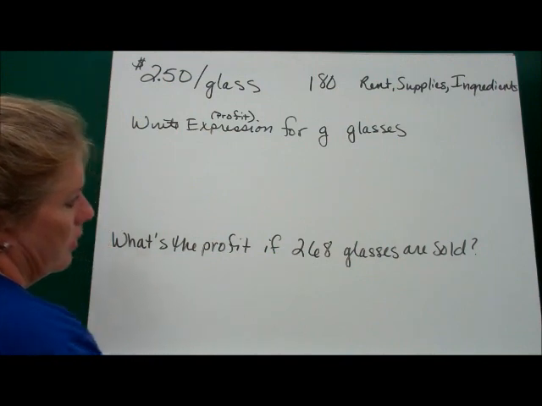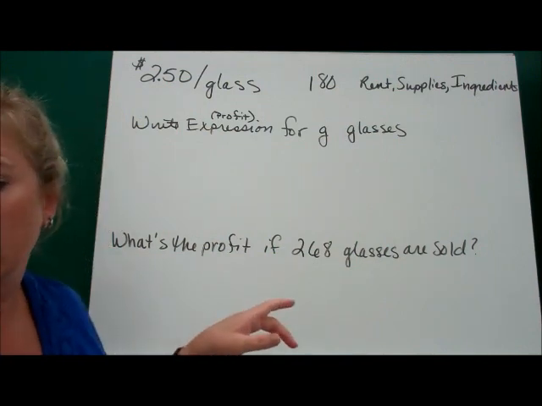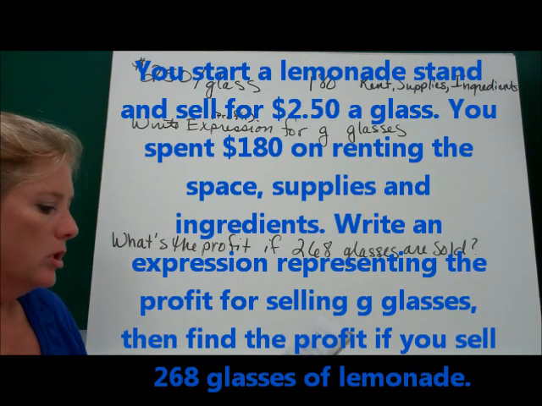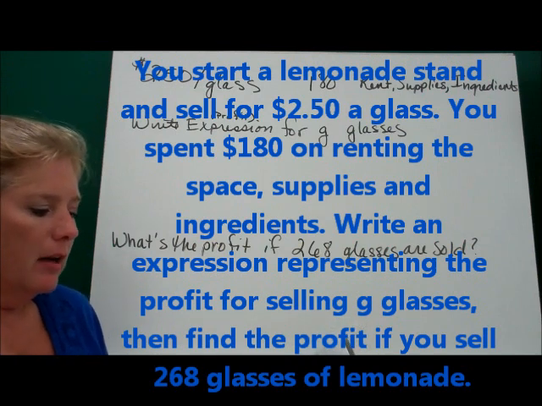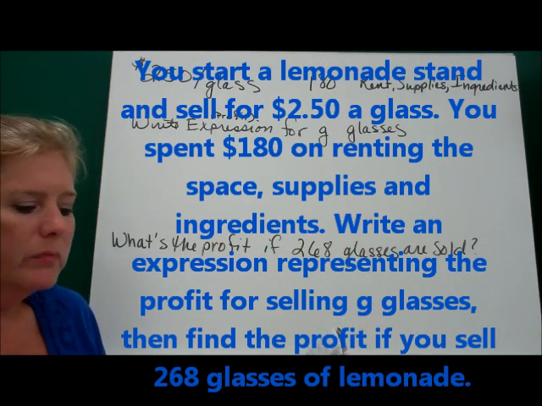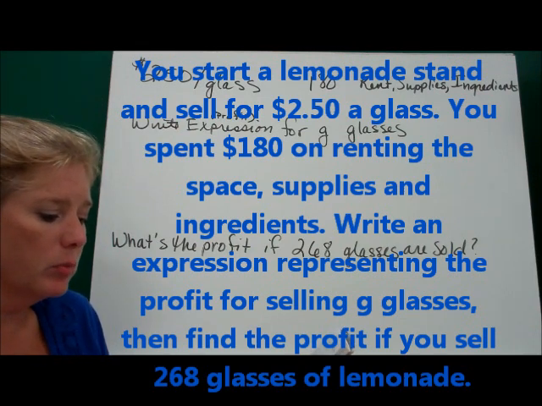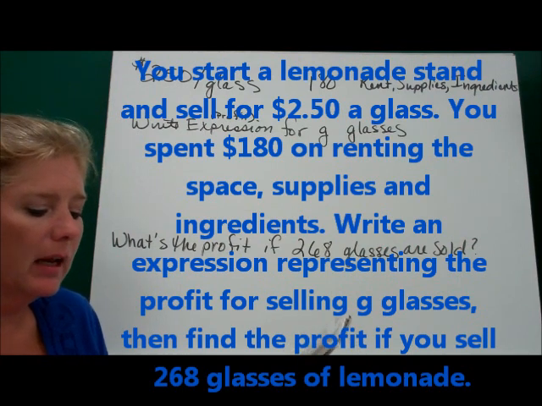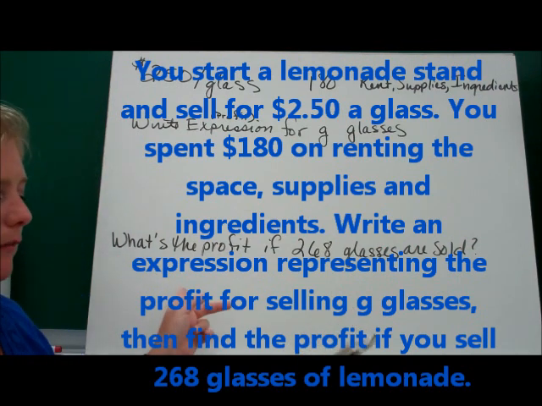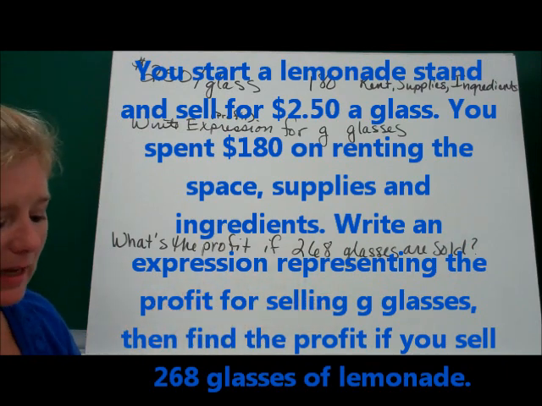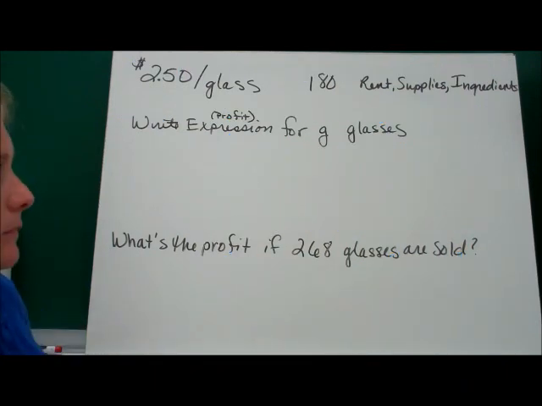Okay, here's a story problem. I've just put highlights up here. This one, you are selling fresh squeezed lemonade for $2.50 per glass. You spend $180 to rent a stand, buy ingredients and supplies. Write an expression that shows the profit from selling G glasses of lemonade. Then find the profit from selling 268 glasses.